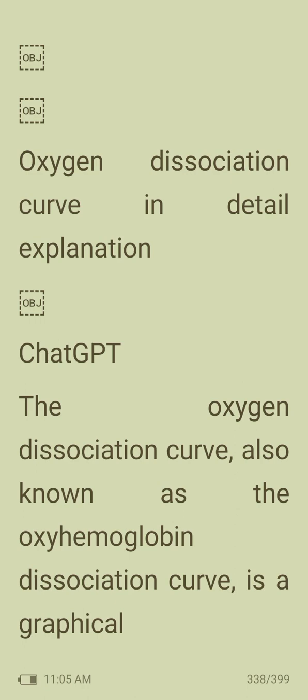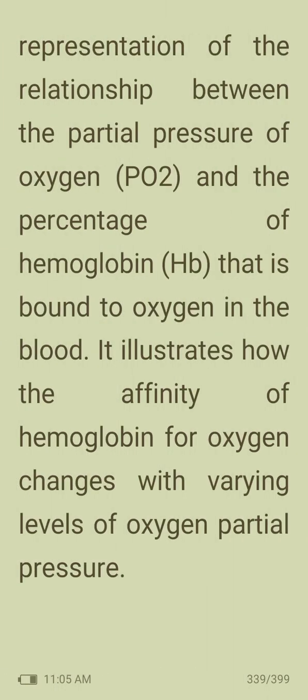Then, oxygen dissociation curve. The oxygen dissociation curve, also known as the oxyhemoglobin dissociation curve, is a graphical representation of the relationship between the partial pressure of oxygen and the percentage of hemoglobin that is bound to oxygen in the blood. It illustrates how the affinity of hemoglobin for oxygen changes with varying levels of oxygen partial pressure.